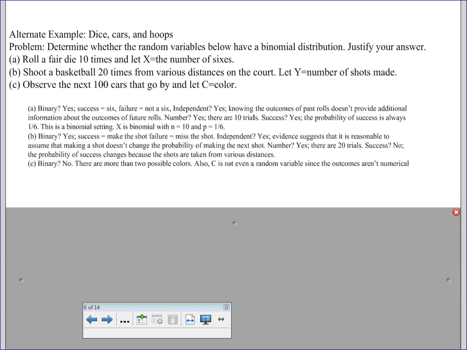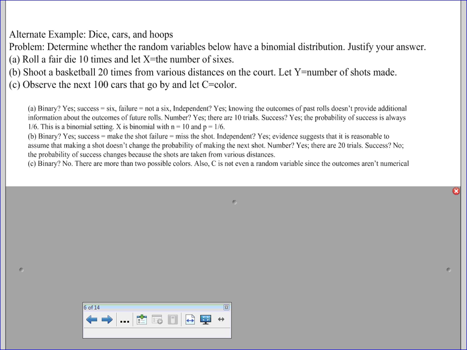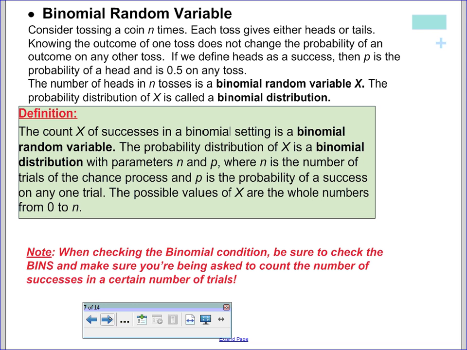C is not a binomial setting because it's not binary. C equals color. It's not a yes or no, a success or a failure type of question. So that's how we test if something's a binomial setting.